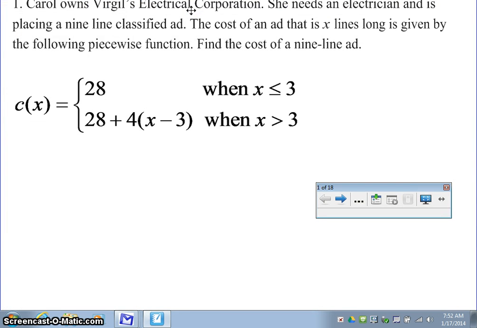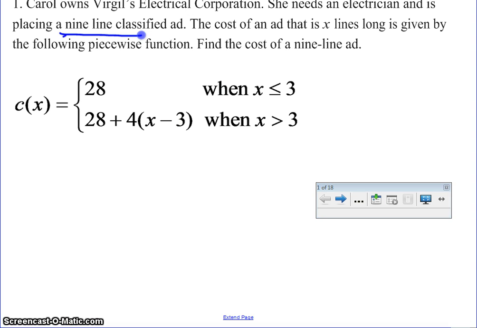The first question we're looking at: Carol owns Virgil's Electrical Corporation, and she needs an electrician. She is placing a 9-line classified ad. The cost of an ad is X lines long, so X equals number of lines. And it says the cost of the 9-line ad is as follows in this piecewise function. So we know that it's $28 when there are 3, 2, or 1 lines, because it says here when X is less than or equal to 3.